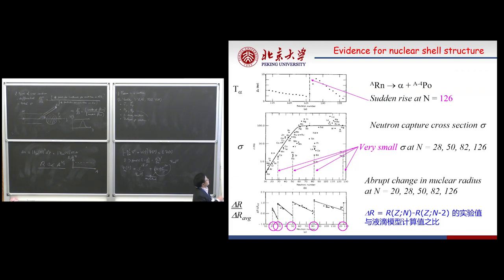And this is the neutron capture cross-section, and also the alpha decay half-life. From this information, they immediately tell us what the nuclear magic number is. Well, nowadays, if we want to study exotic nuclei, this technique is still very important. Right? This is very important.